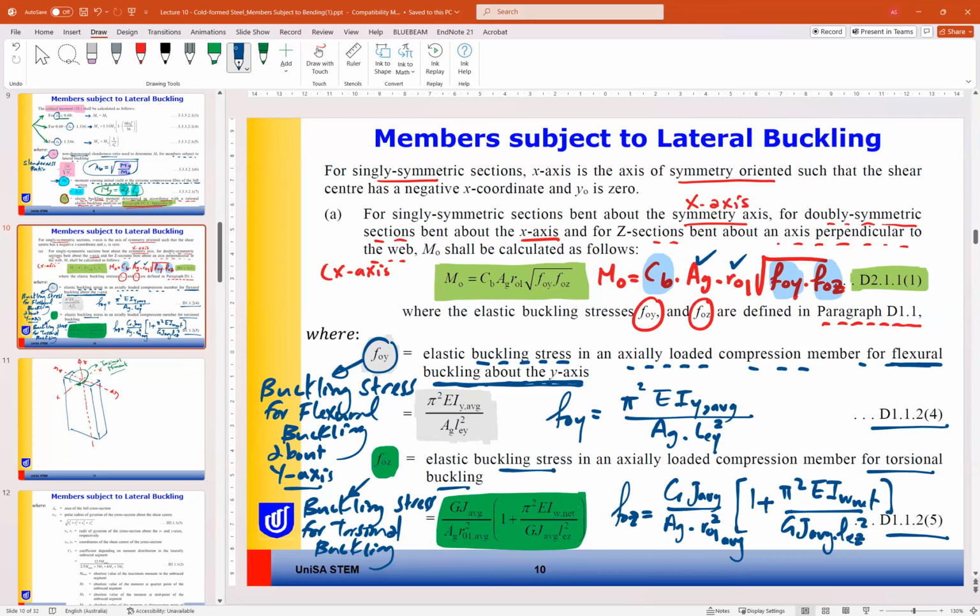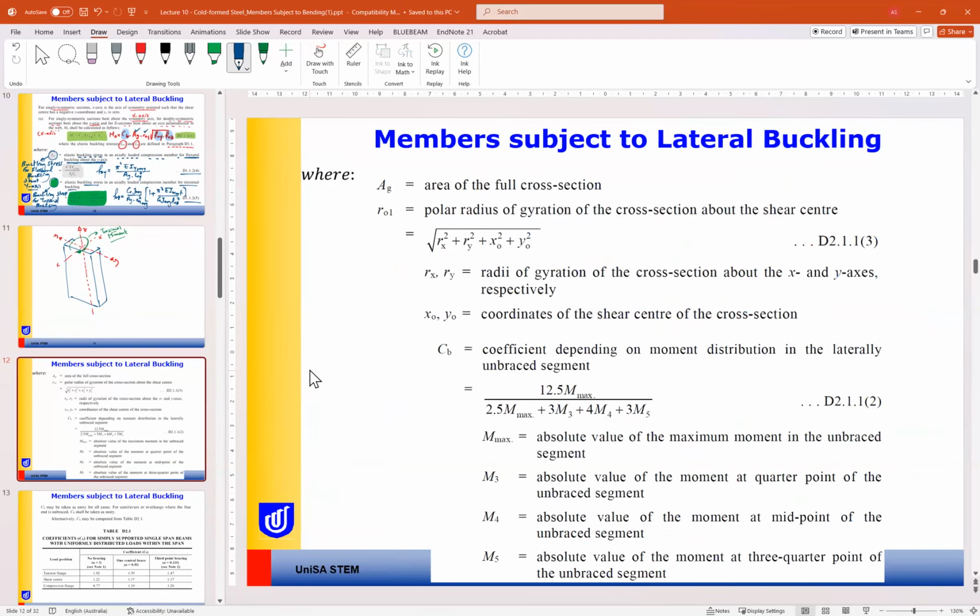So our main calculation for MO will be the two values FOY and FOZ, where these are the parameters. AG is the gross sectional area, or the full cross sectional area. RO1 is the polar radius of gyration for the cross section about the shear center.